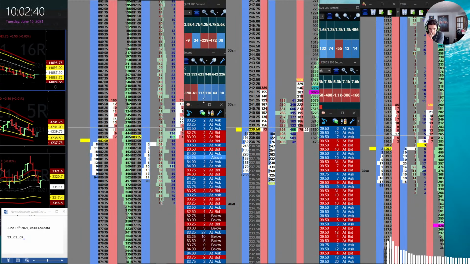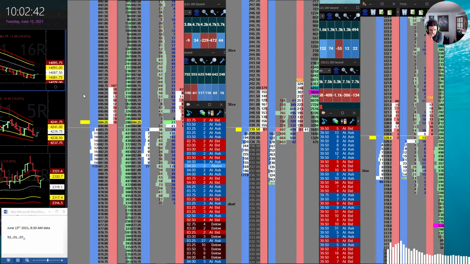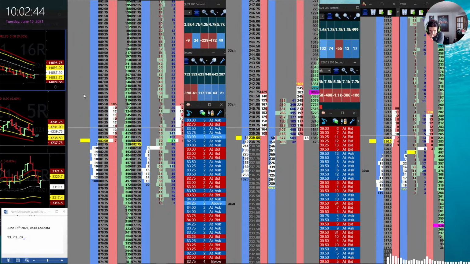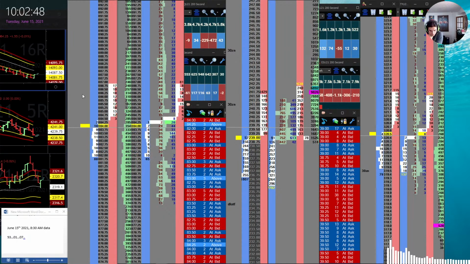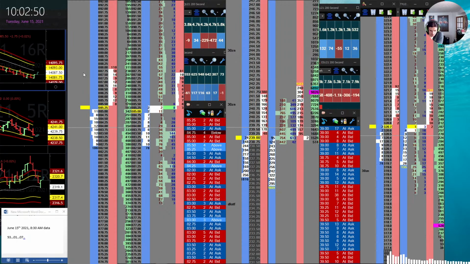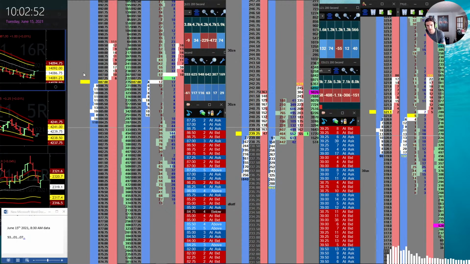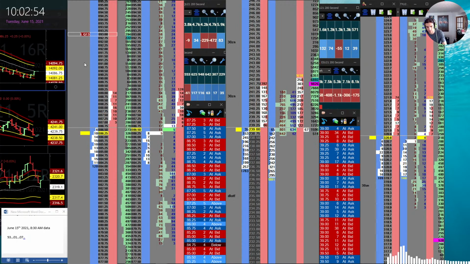And again, look at that delta. We've just seen some buyers step in there, absorb a lot of those sellers. Or you can call it short covering, call it whatever you want. But we've seen some buyers step in right here around the 80 handle. Now we'll see if I get a decent move up here.